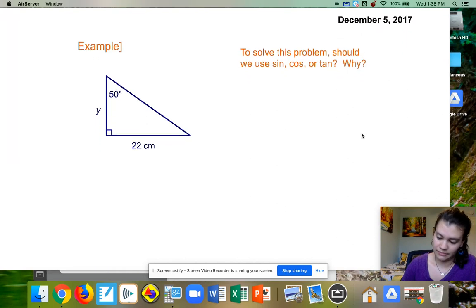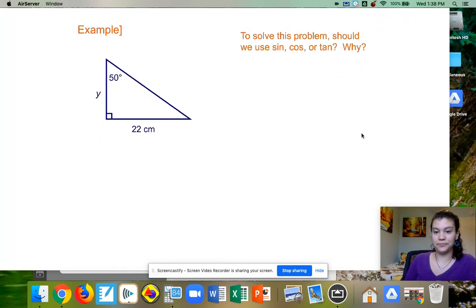All right, so here's another one. Try this one on your own. Pause the video and work it out, and then press play and keep going.